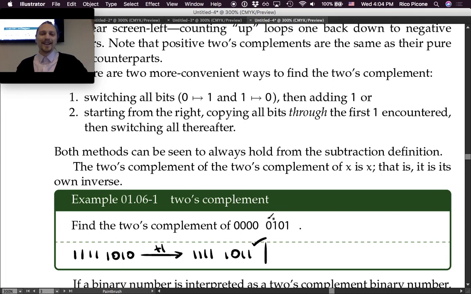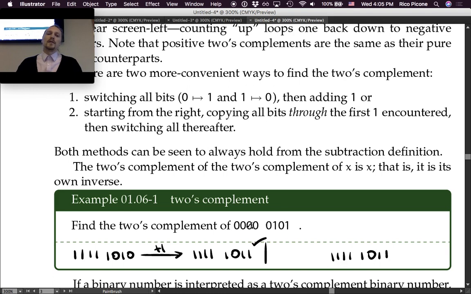Might as well. So this one, we just immediately write it down, right? So we copy from the right through the first 1 encountered. So the first 1 encountered is actually the first bit, right? So we copy the 1, and then it says switching all of them thereafter. So the 0 turns into a 1, the 1 turns into a 0, and then the rest of them are 1s.